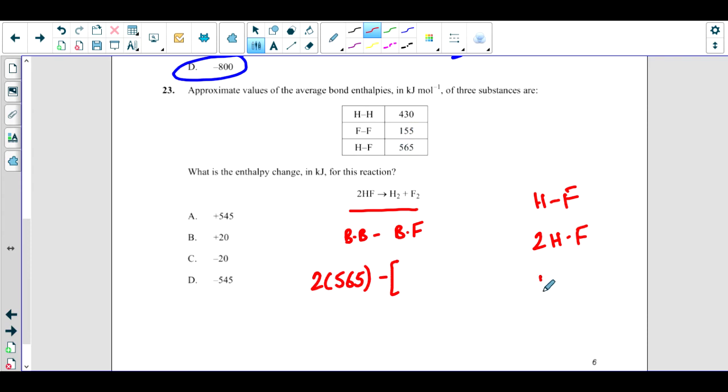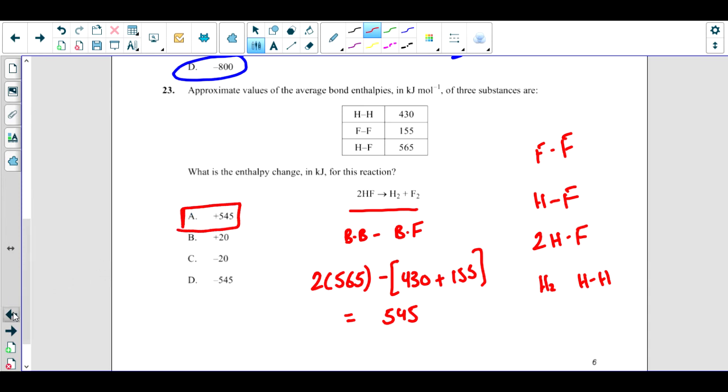In H2 we have how many bonds? Only one. So we can say it's 1 here also. So it is 430, the value. And in F2, fluorine bonded with fluorine is a single bond and it's also 1 here. So plus 155. When you solve this equation you will get the answer 545. So the correct answer is A, 545.